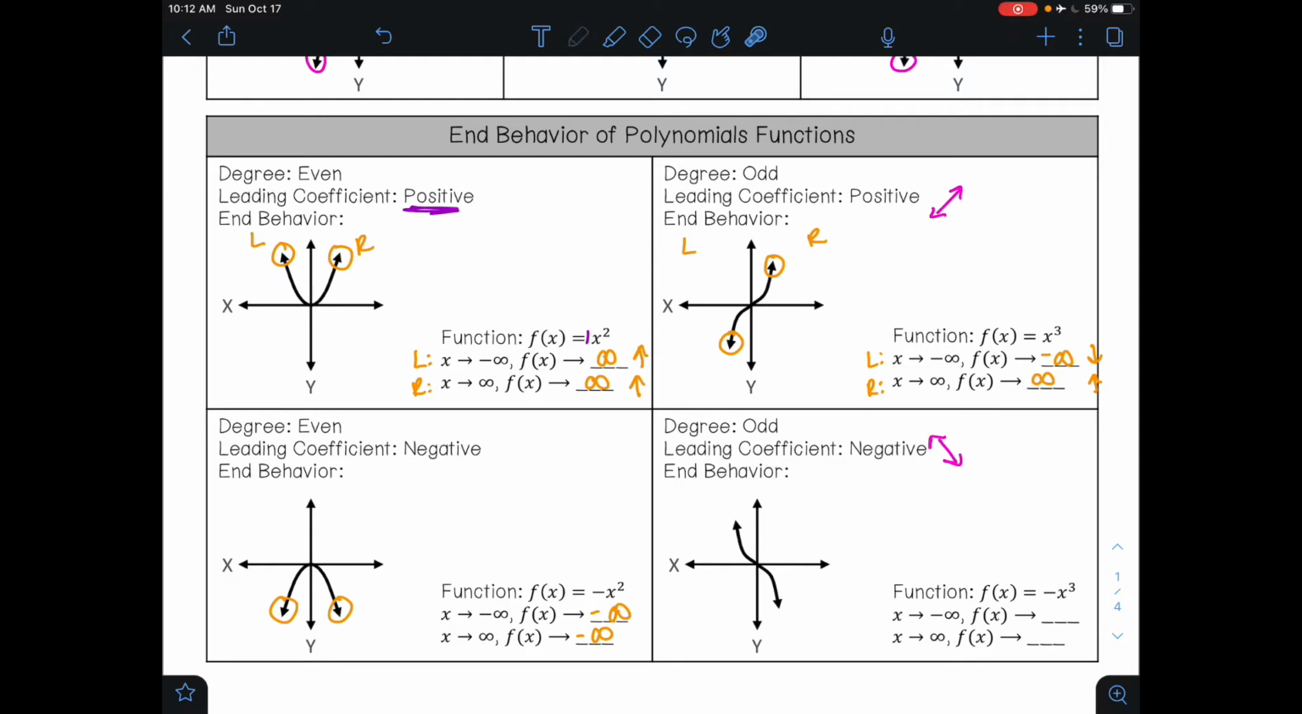So let's look at the end behavior of this last one. As x approaches negative infinity, that is telling me to look at the left side of my graph. The left side of my graph is pointing up, so that is going to positive infinity. As x approaches positive infinity, that's telling me to look at the right side of my graph. The right side of my graph is pointing down. That is going to negative infinity.